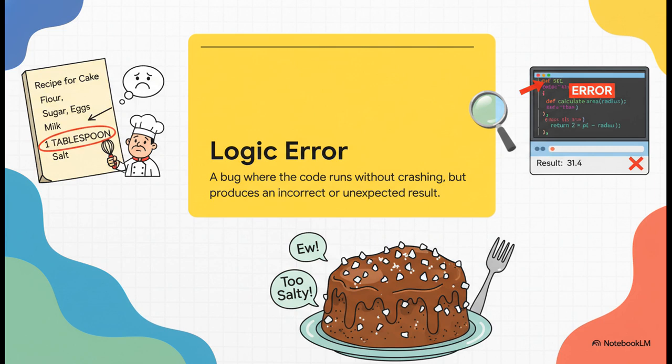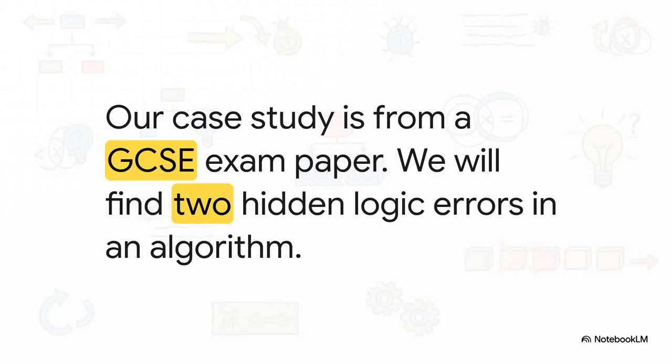It's kind of like a recipe that accidentally tells you to add a cup of salt instead of a cup of sugar. You'll still get a cake at the end, but it's going to be an incredibly salty, totally wrong cake. That, right there, is a logic error in action. To make this really hit home, we're not just going to talk theory. We're going to pull a real case study straight from an official GCSE exam paper. We're going to take apart an algorithm, find its two hidden logic errors, and fix them together exactly like you'd have to in the real exam.